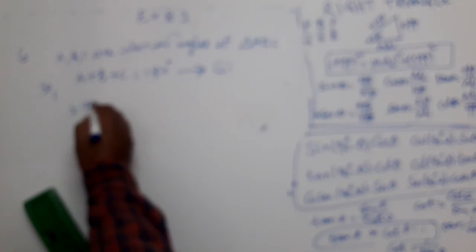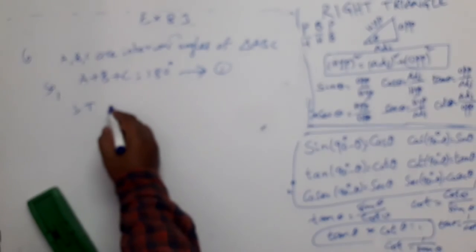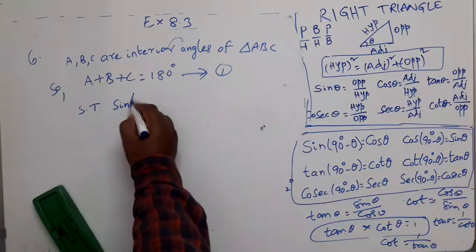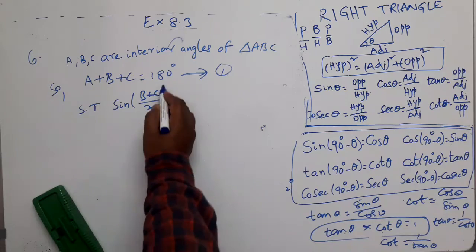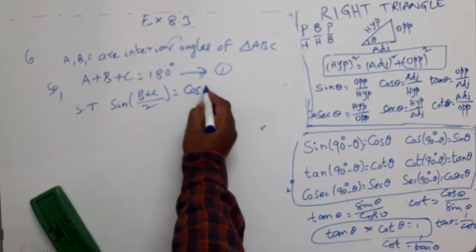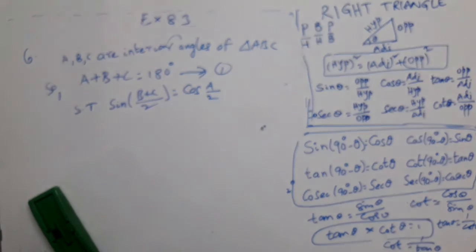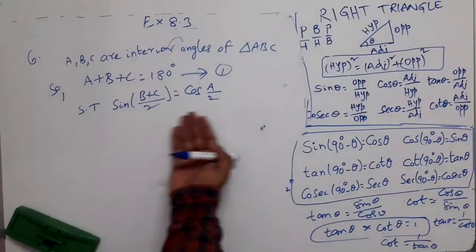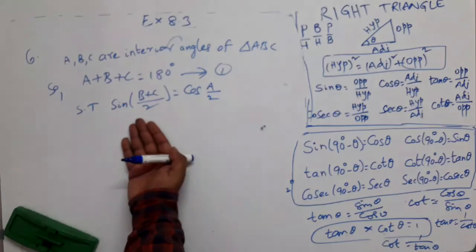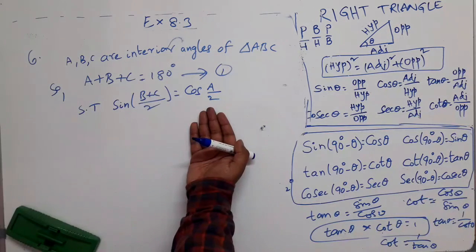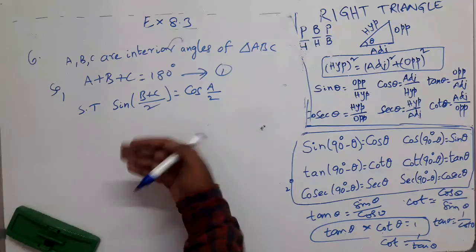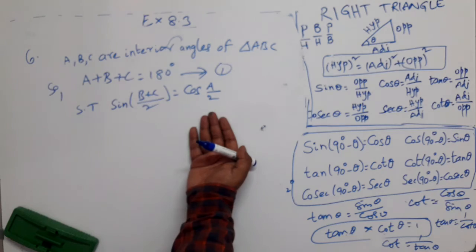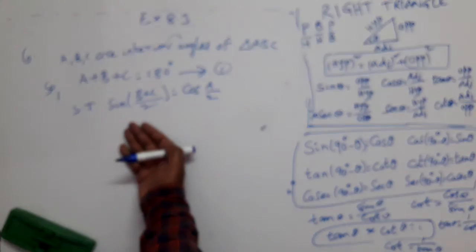Yes. What you are supposed to show? Show that sine of B plus C by 2 is equal to cos of A by 2. This is what you are supposed to show. So it has got left hand side part, right hand side part. Let us start at left hand side part and simplify and show that that is equal to right hand side part. Or you can start at right hand side part and simplify, and you can bring left hand side part also.